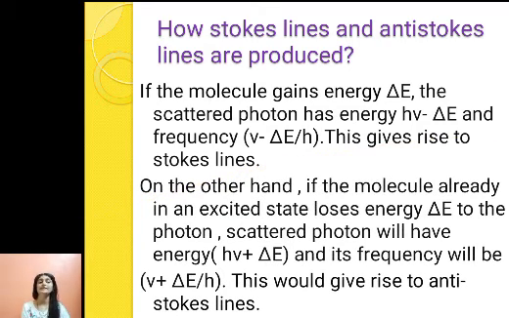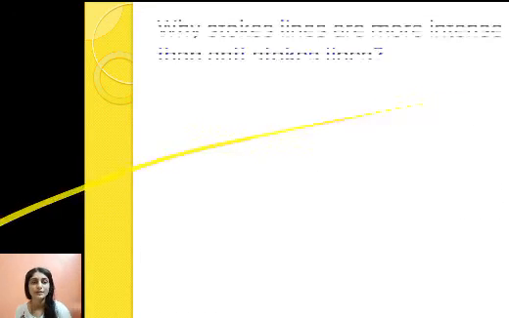Now, on the other hand, if the molecule is already in the excited state, it will come to the ground state by losing energy delta E to the photon. And the scattered photon will have more energy, h nu plus delta E. Naturally, it will have more frequency, nu plus delta E upon h, and this will give rise to the anti-Stokes line. So this is how Stokes and anti-Stokes lines are formed.